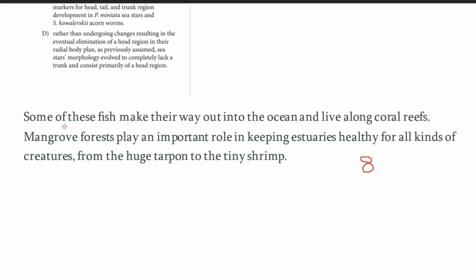If you don't want to pause, let me point them out to you. Here we go. Along as a preposition. 3 in the first sentence. In keeping for all kinds of creatures, from the huge tar pond to the tiny shrimp. 1, 2, 3, 4, 5, 6, 7, 8 prepositional phrases. They are everywhere in English.